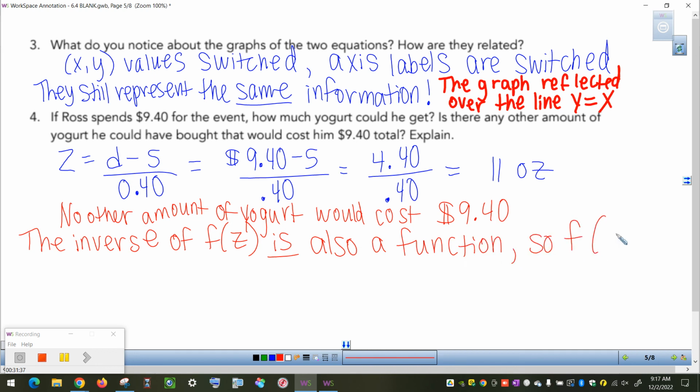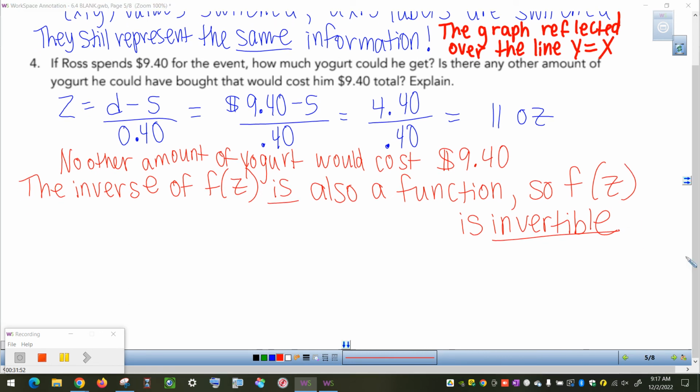So that means that f of z is invertible. And I almost messed up that word at the start today. Invertible doesn't just mean that you can find the inverse. It means that when you do find the inverse, it is also a function. The definition for a function is that each input can only have one output, whatever you define your inputs and outputs to be.